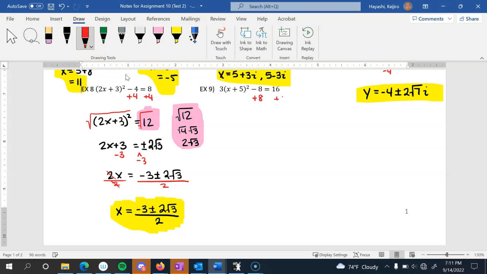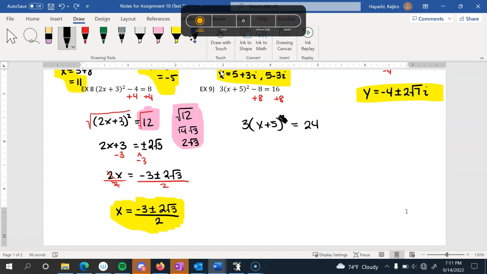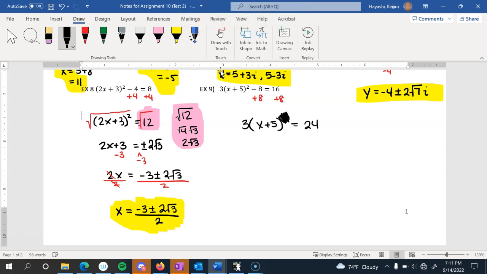For example 9, start off by adding 8 to both sides. So we have 3 times this squared thing is equal to 24. Well, we can't actually distribute the 3. You can't distribute into something if it has an exponent on it. You could distribute the 3 if it was just like this.